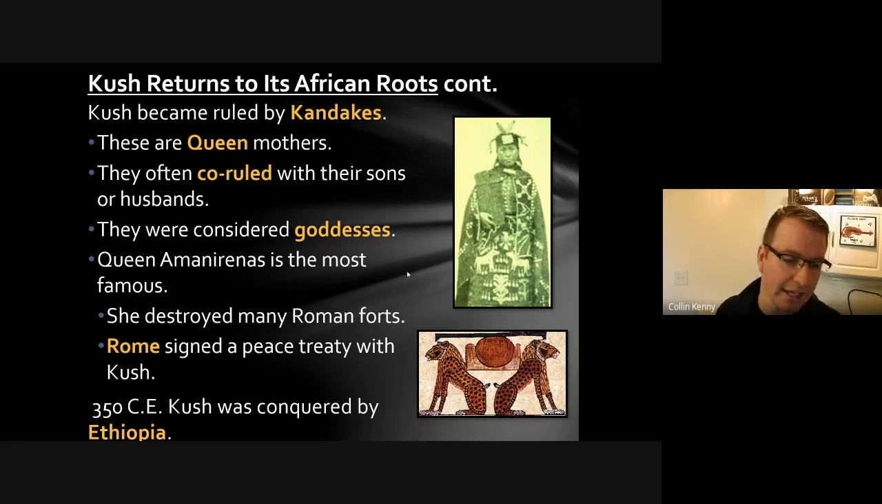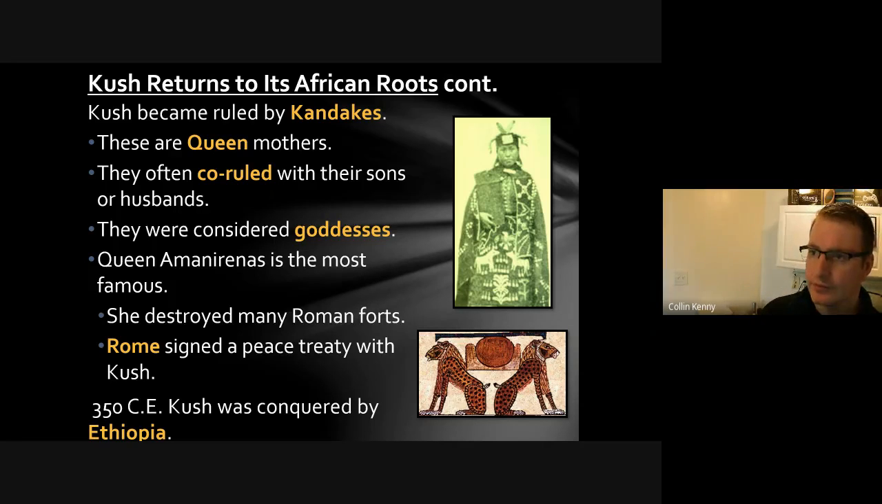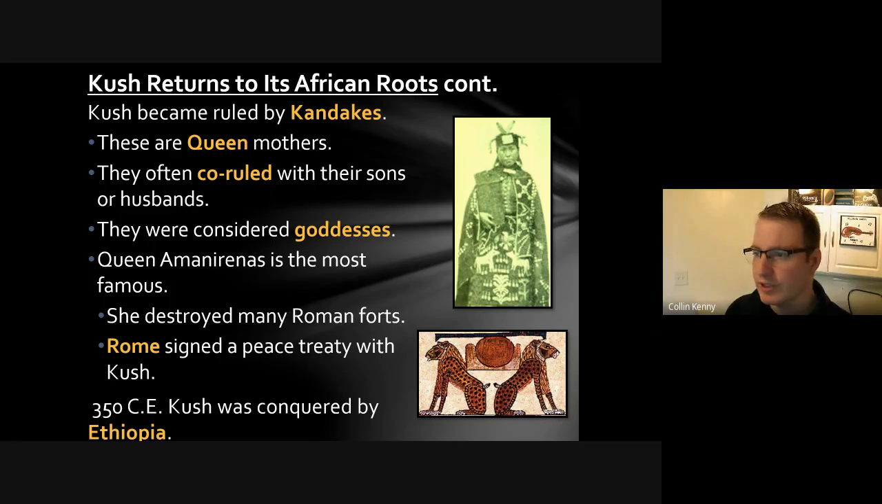Now, Kush will not last forever. Ethiopia, which is going to be nearby, is going to wind up conquering them in 350 CE. But we see this is going to wind up lasting longer than even Egypt does.